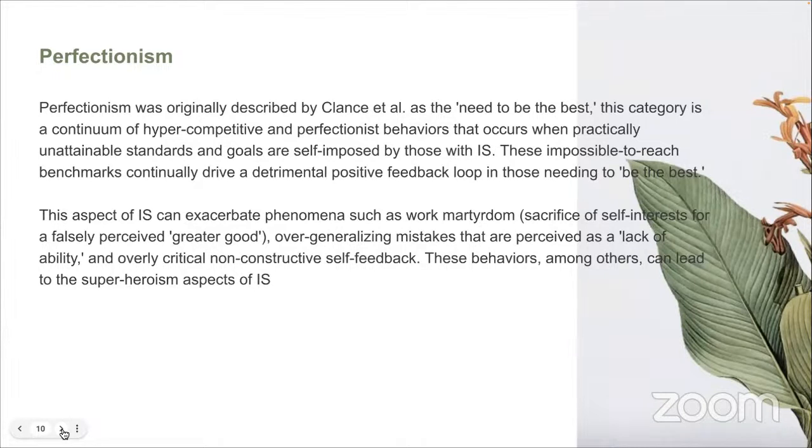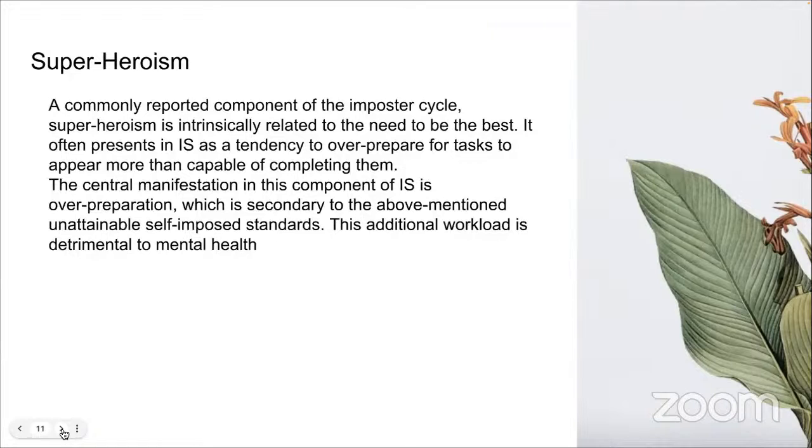Overgeneralizing mistakes that are perceived as a lack of ability and overly critical, non-constructive self-feedback. These behaviors, among others, can lead to the superheroism aspects of imposter syndrome. Next, we'll talk about superheroism, which is commonly reported in the imposter cycle.